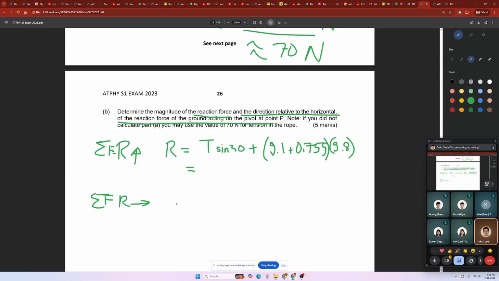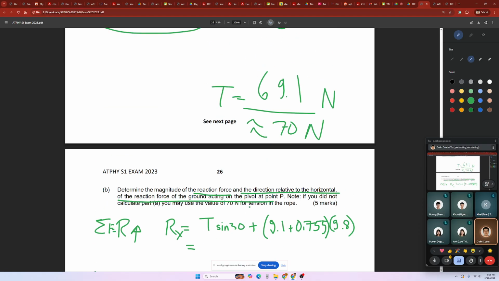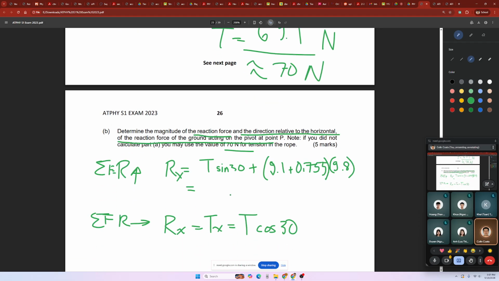And then for the horizontal, well, this is only Tx. And Tx we know is cosine of 30 of T, okay? And we know T. If you guys are asked to find this, just use the values that are given to you here, okay? Because maybe you got this wrong, like in a question where they say don't prove it, but just find the tension.